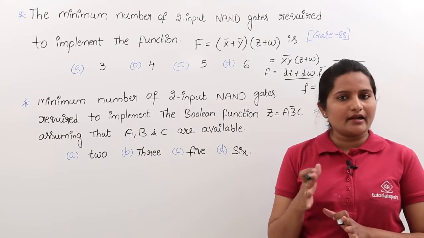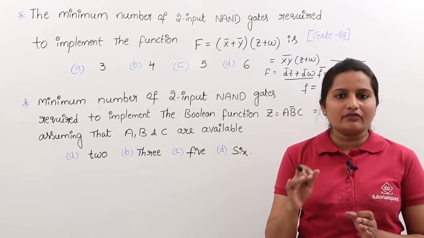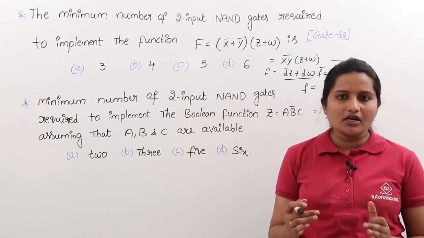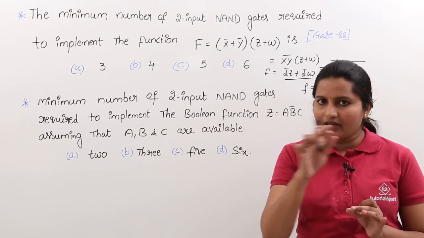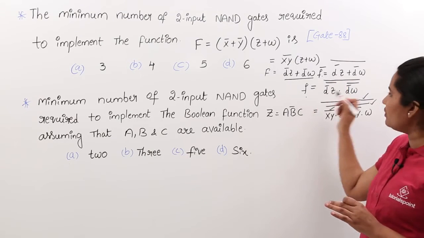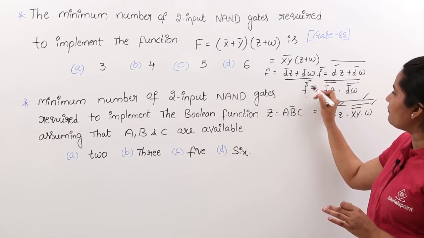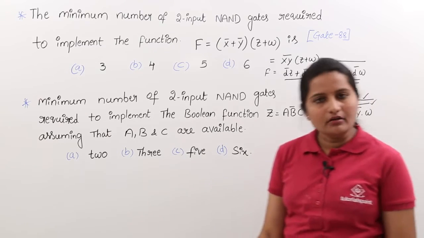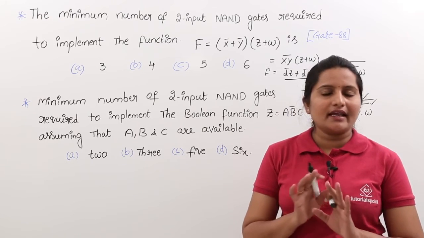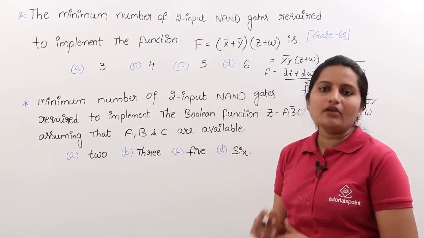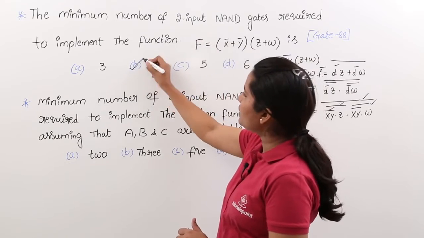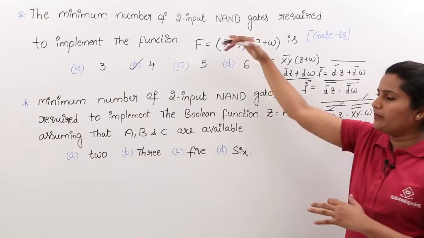To convert into NAND format, you need to take the complement of the function, and after taking the complement you need to take another complement, because if F is there and you take the complement, that will become F bar, but you need to find NAND gates for F. So I take the double bar, F double bar, which is equivalent to F. So whenever you want the number of NAND gates for a function, take the double bar. This is a simple trick to find the number of 2 input NAND gates. Now the answer is 4. 4 2 input NAND gates are required to implement this function.